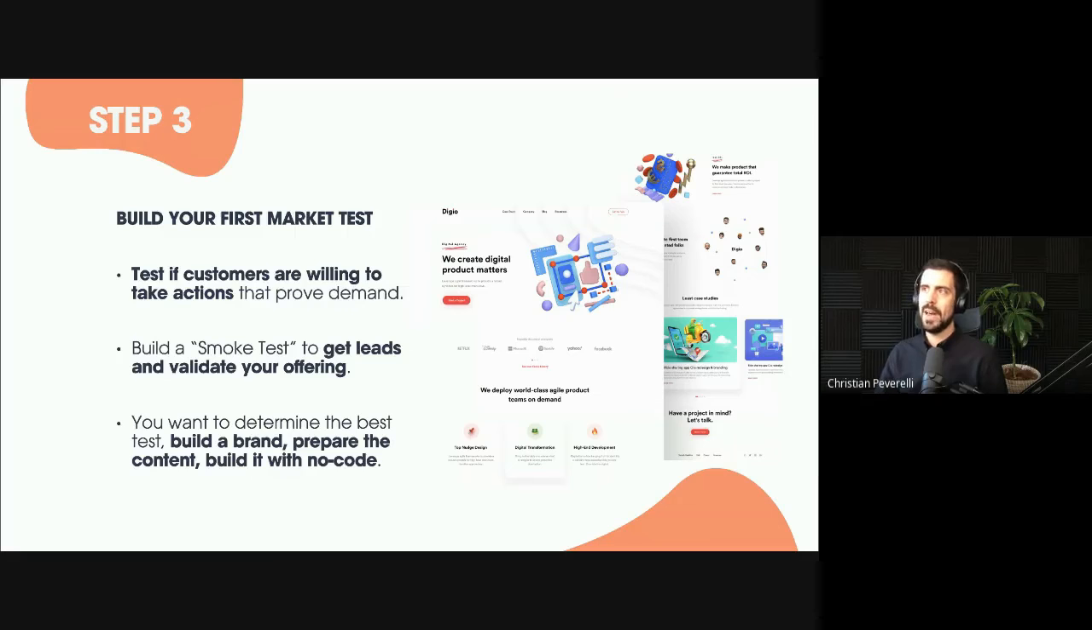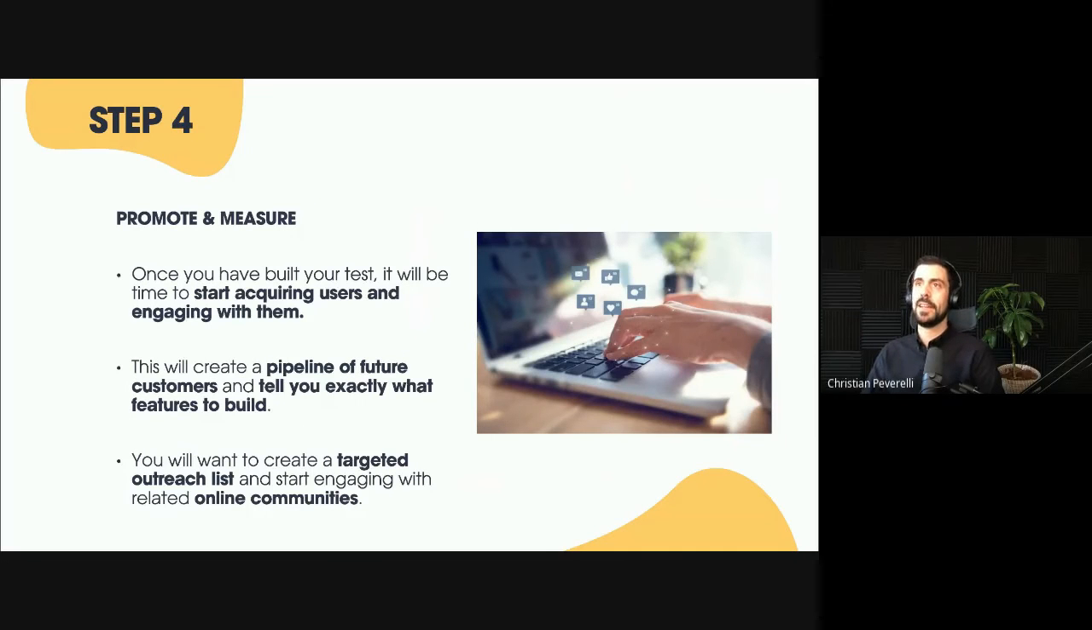You're going to want to write out the copy to make people understand the offer and the benefits that you're going to bring to them with this offer. And then you can actually go ahead and build it. After that, once we've built it, we're going to promote and measure. Once you've built the test, you want to start acquiring users, and we're going to start engaging them. The reason for that is you usually need to nurture customers, which means adding value to their lives, making them understand what you do, and seeing how they're reacting to your specific offer. That's an important part of the process.